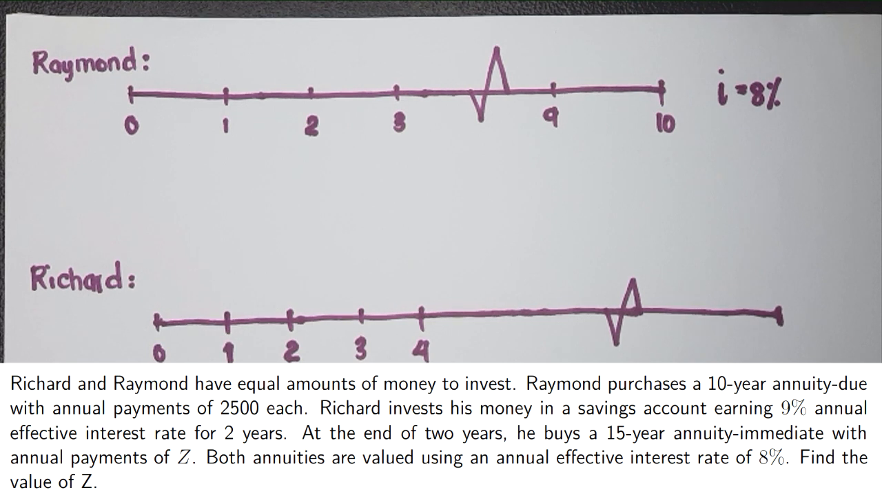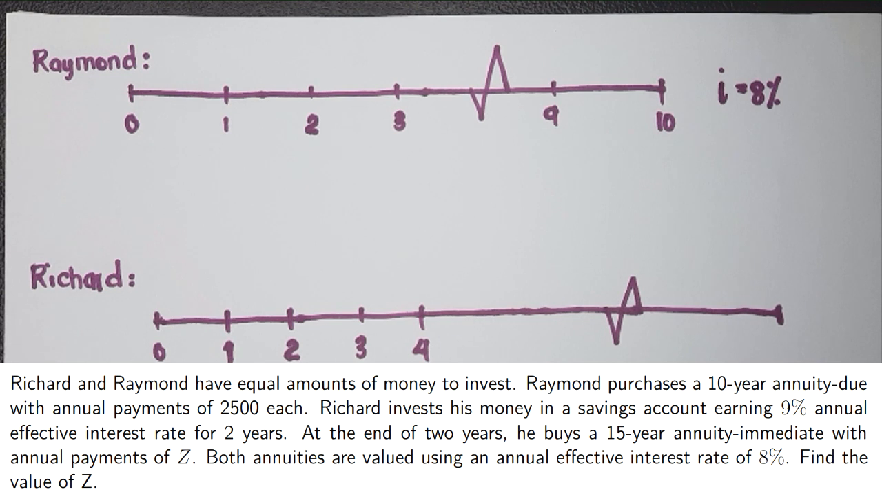Let's have another problem. Richard and Raymond have equal amounts of money to invest. Raymond purchases a 10-year annuity due with annual payments of 2,500 each. So, what is an annuity due again? Payments are made at the beginning of each period.